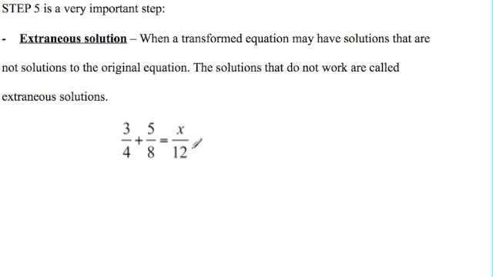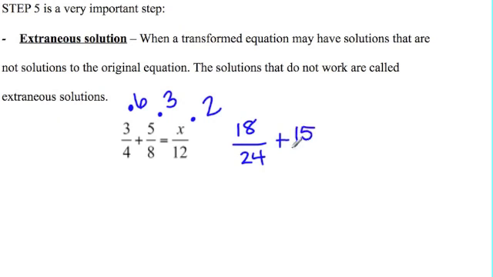Let's make a common denominator. 4, 8, and 12 all are going to go into 24. So I'm going to multiply the 3 by 6. I'm going to multiply the 5 by 3 and the x by 2. Now, they're all going to have a common denominator. So we can now ignore the denominators. That was step 4 on how to do this.